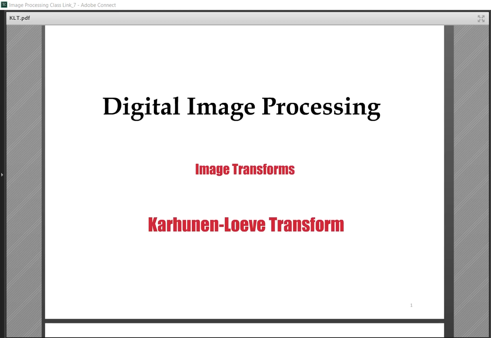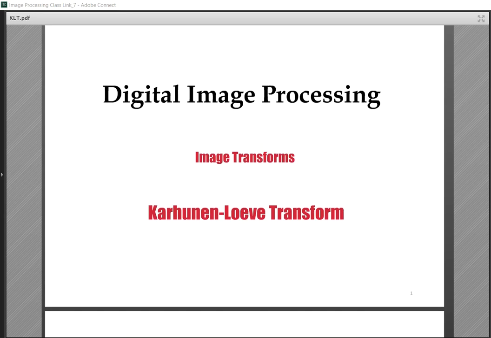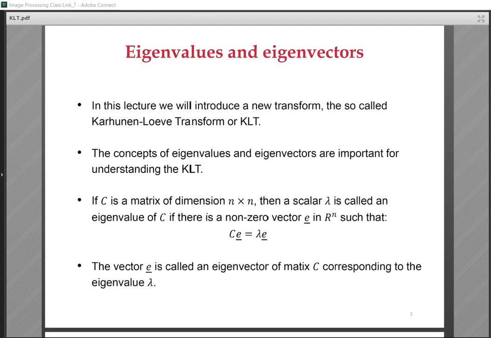Digital image processing, image transforms: DFT, DCT, DWT, DHT, and here KLT, Karhunen-Loeve transform. But first of all, we should talk about eigenvalues and eigenfunctions for understanding KLT.